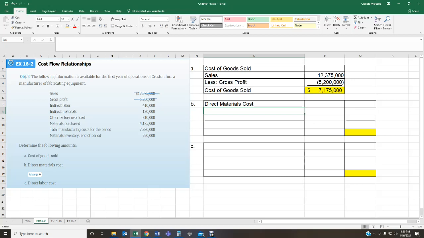I've got indirect materials of $180,000. I've got materials purchased of $4,125,000. And I've got materials inventory end of period of $290,000. Those are the three accounts associated with materials. So I'm going to start off with your total materials purchased, $4,125,000. Materials purchased is the total materials you purchased during the period.